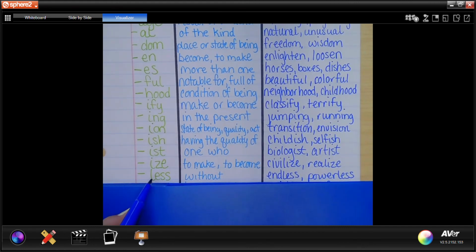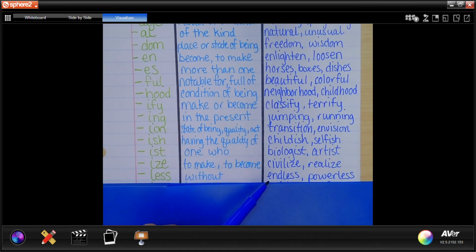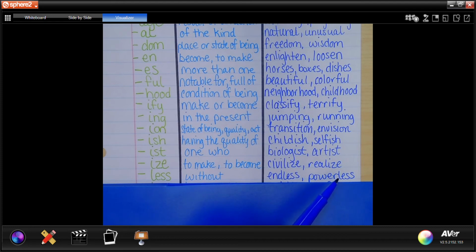Our next suffix is less, which means without. One example is endless. Endless means without end. Another example of the less suffix is used in powerless. So it means without power.